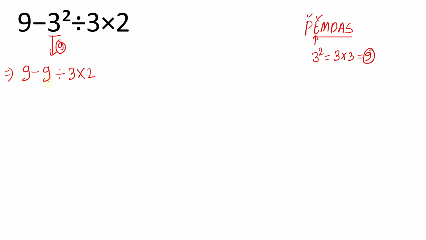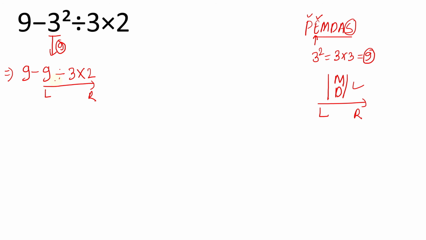Now here we can see there are three operations: subtraction, division, and multiplication. As we know, multiplication and division have the same priority, and in that case we have to solve left to right. Don't try to solve the subtraction part because that one is the last preference. So we are deciding between these two operations because they have the same priority.